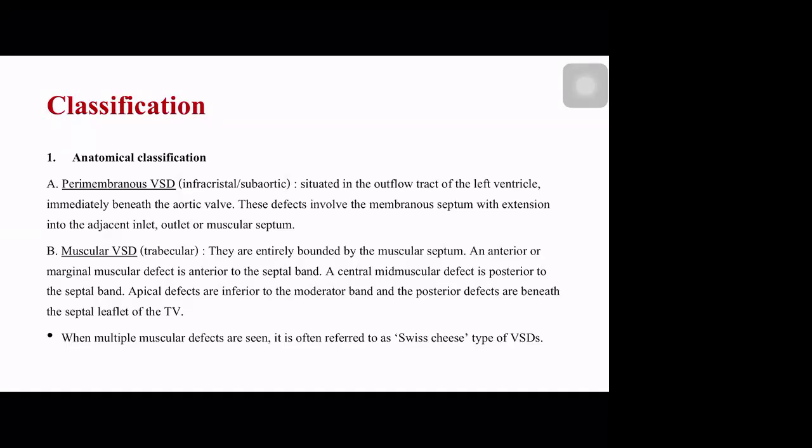Now, if there are multiple muscular defects in different locations, it is often referred to as Swiss cheese type of VSD. It has another importance because it cannot be closed surgically. So PA banding is the treatment of choice in most of the Swiss cheese type of VSDs.